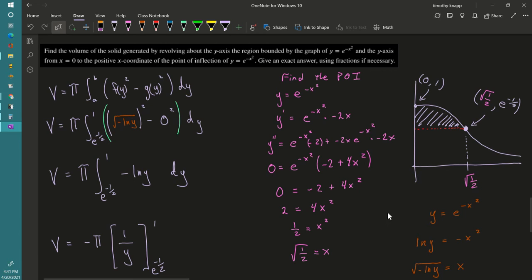All right. And then we're rotating it around the y-axis. So it's going to kind of rotate around this direction here. So this is going to rotate out to here and back.